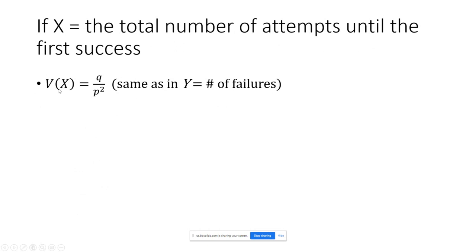The variance of x is still q over p squared. So the same as the variance for the number of failures. Can someone give me an explanation of why that makes sense? What was the thing that you proved on the last out-of-book problem on homework 3?